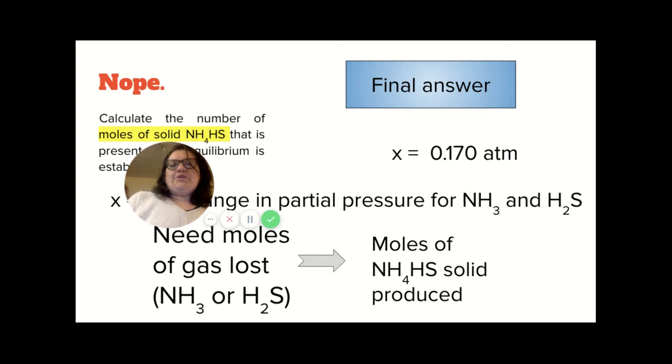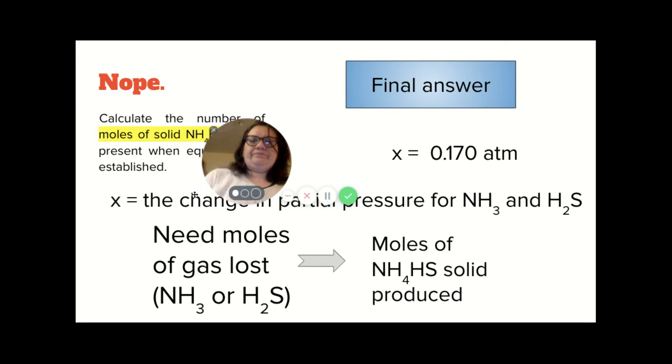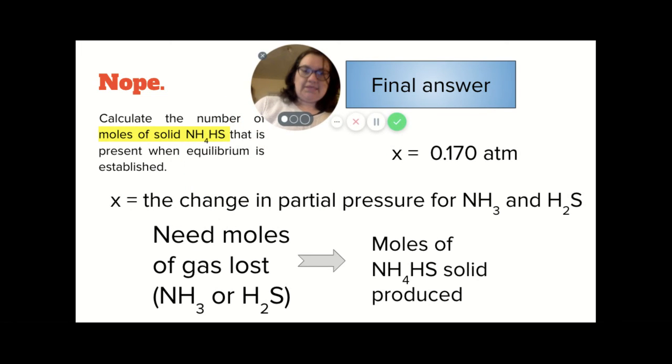How am I going to approach this? Well, X is the change in partial pressures for NH3. Why did the partial pressure reduce? Because some of the moles of gas were reduced. Nothing else is changing. The temperature isn't changing. The volume isn't changing. It must be the number of moles. So the moles of gas reduced.